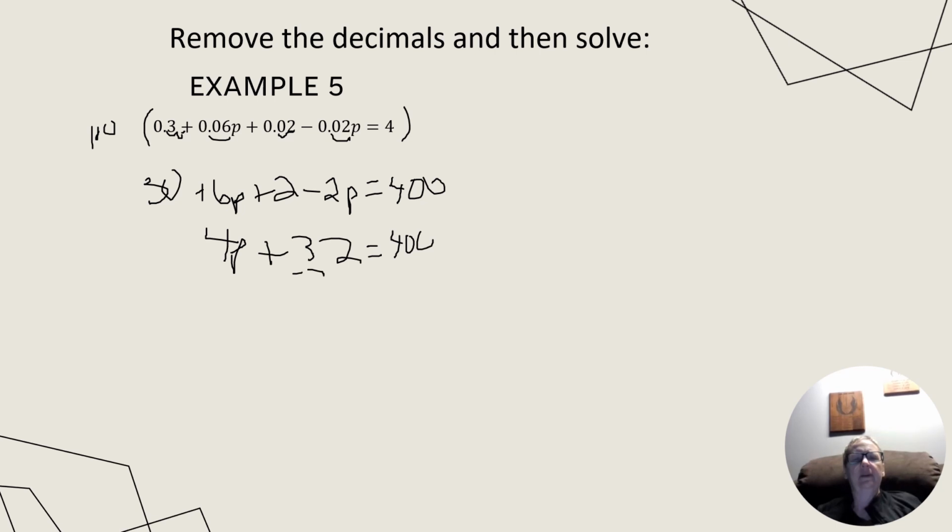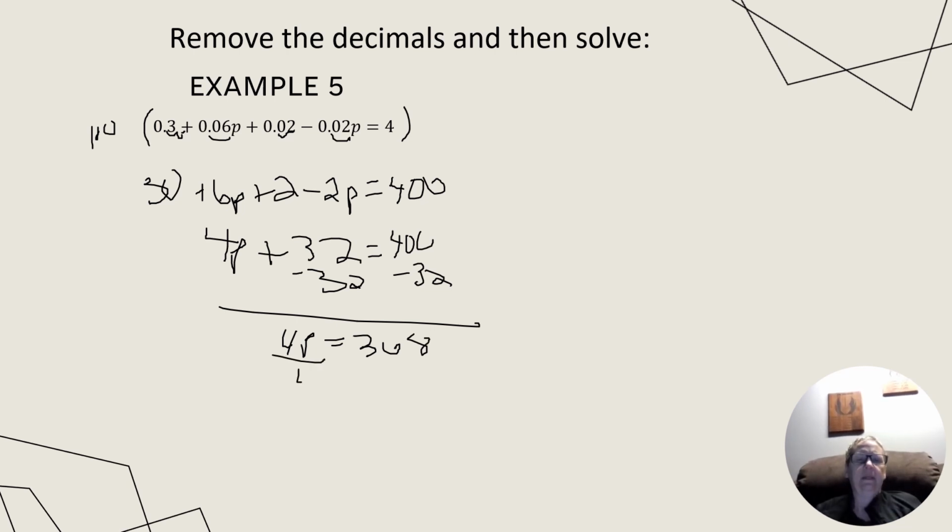Now I'm going to subtract the 32 from both sides. So 400 minus 32 is 368. And then we're going to finish up by dividing both sides by 4, which is 92. Again, you should go back and check your answer. So just plug it in your calculator.